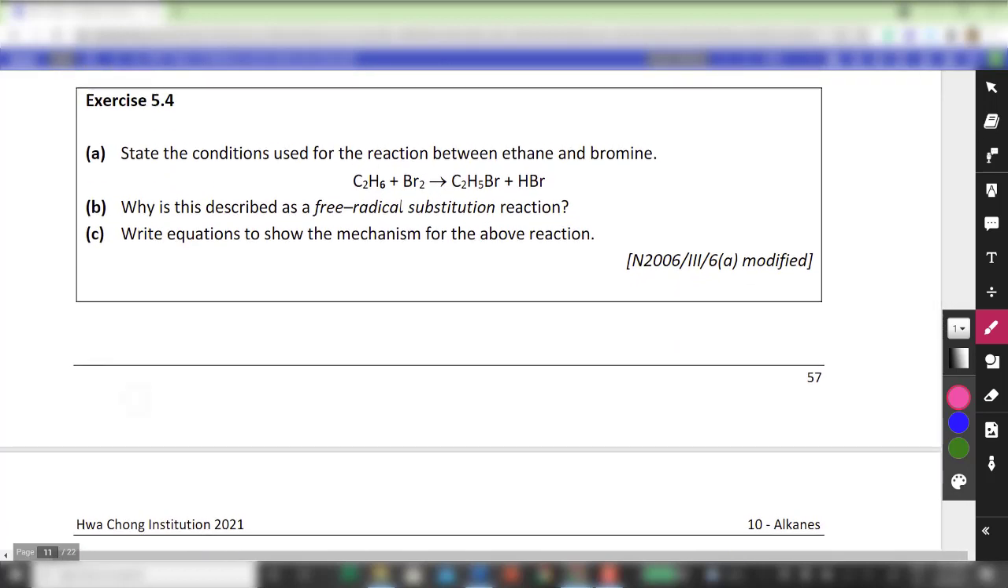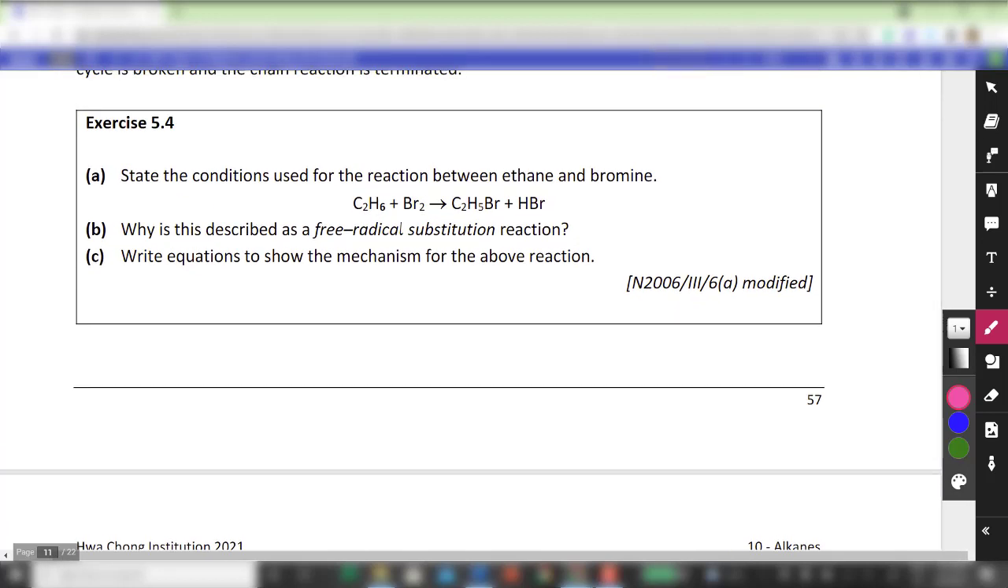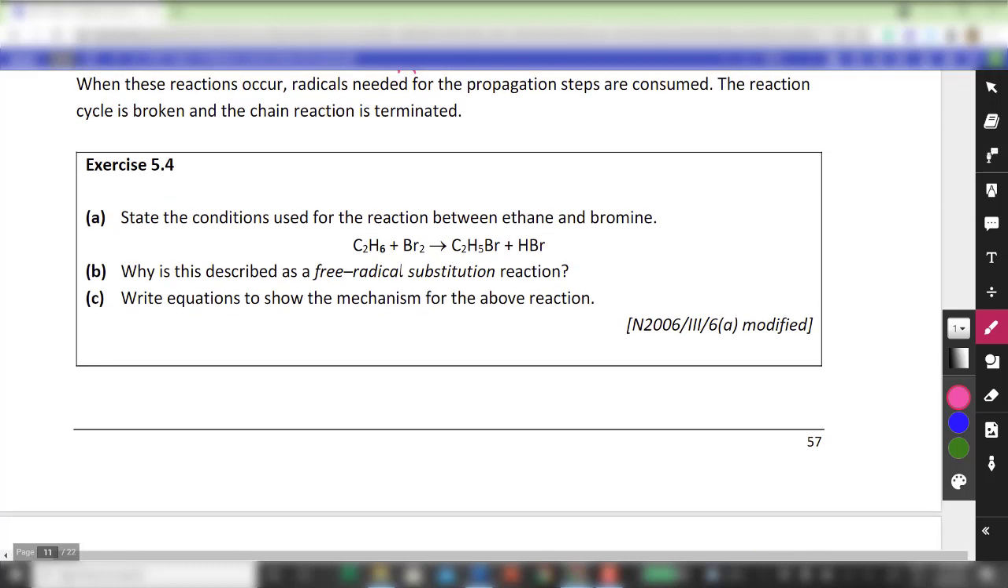Okay, now for 5.4, I guess it will be a relatively straightforward exercise. I think the first part they ask you, state the condition used for the reaction between ethane and bromine. So the condition, I'll expect UV light, either UV light or heat, and of course in the presence of bromine. You shouldn't be writing UV light or heat or sunlight. You should choose one. Usually we'll just ask the students to use UV light.